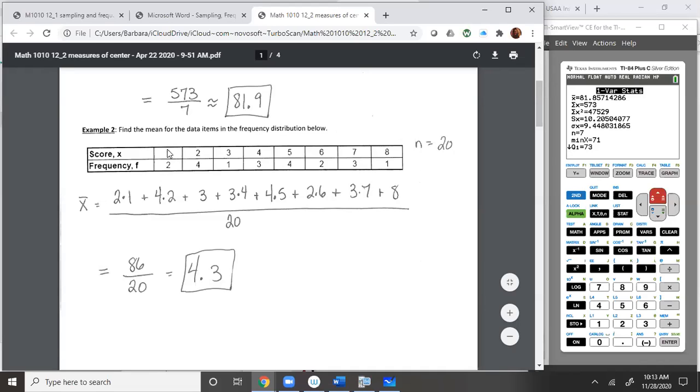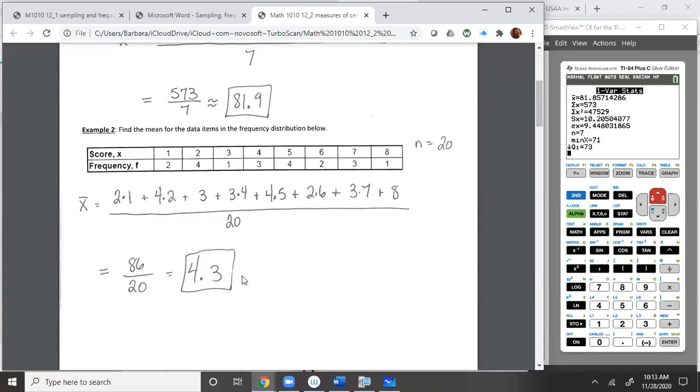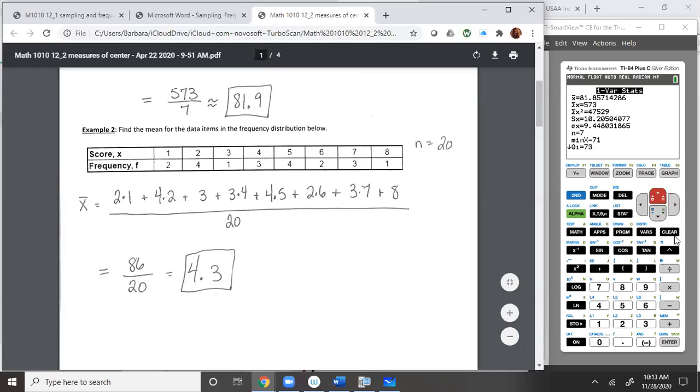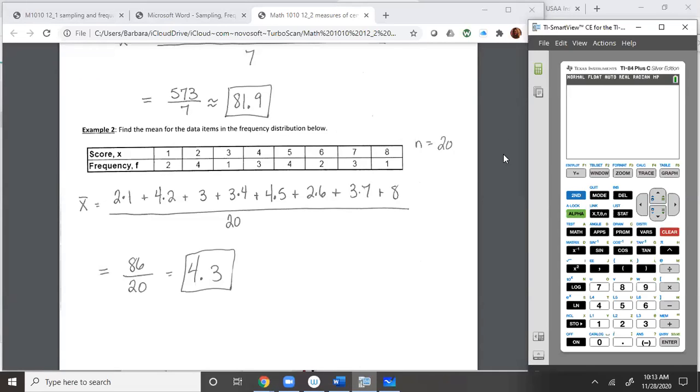Then we work on the sums, 1 times 2 plus 2 times 4 plus 3 times 1, and so forth. Put this on your calculator and you will get 86 in the numerator. And then we divide it by 20. And you should get 4.3. Now I have another way using the program. We can use the same program that we did for the last problem, the one variable stats. But this time I'm going to enter 2 lists. I'm going to put the scores as list 1, and I'm going to put the frequencies in list 2.